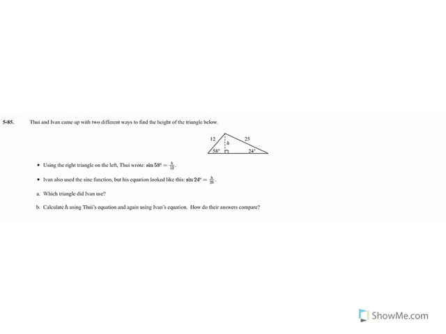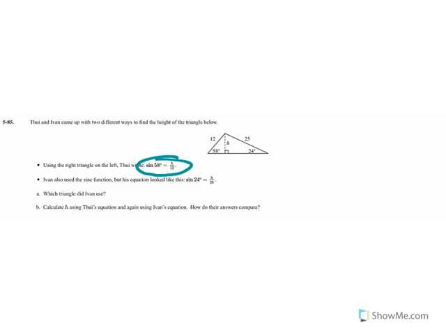Okay, 85 says, Tui and Ivan came up with 2 different ways to find the height of the triangle below. Using the right triangle on the left, Tui wrote the sine of 58 degrees equals h over 12. Is that a true statement? Is the sine of 58 h over 12? Which side is opposite? H, right? Which side is the hypotenuse? 12. So he's right, right?